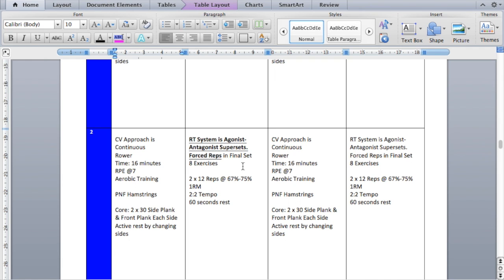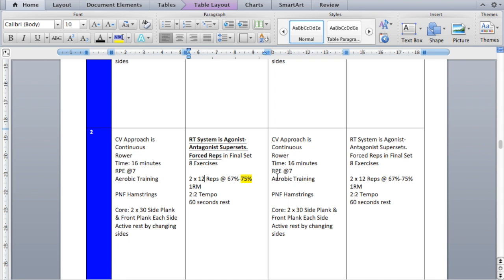To demonstrate to the assessor that I'm using forced repetitions in the final set, I've had to put the intensity up. So you can see here where I'm highlighting in yellow, in the final set of each exercise, I've put the intensity up to 75% of the 1 RM, which means that it's a weight that the client couldn't lift for 12 repetitions without me being there to help them on the way up on most exercises. The tempo is still 2-to-2 and the rest is still 60 seconds.